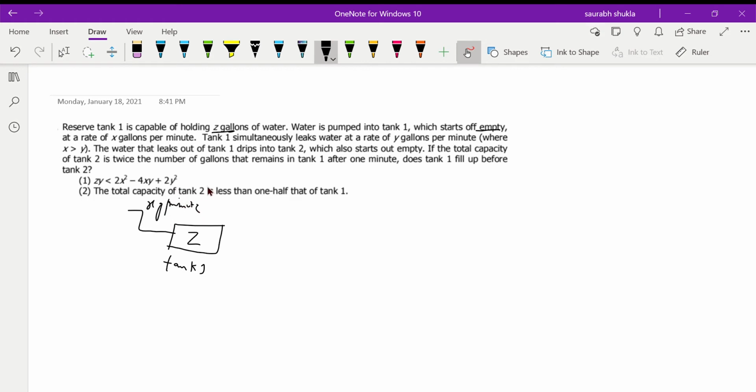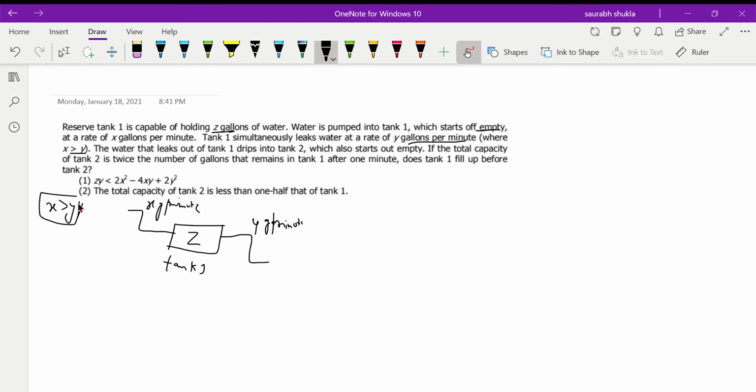Let's go back to the question now. Tank 1 simultaneously leaks water at a rate of Y gallons per minute. So this is leaking water at the rate of Y gallons per minute. And clearly it's given in the question that X is greater than Y. That is also something we need to know.